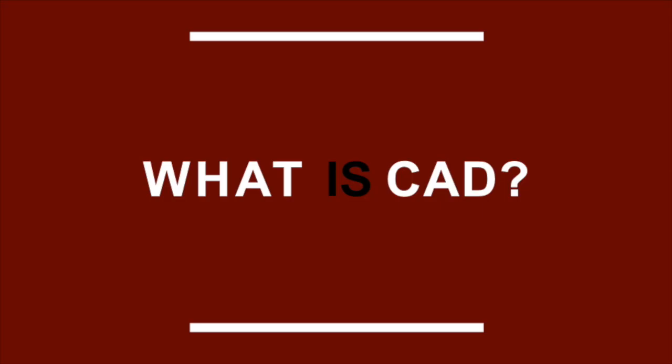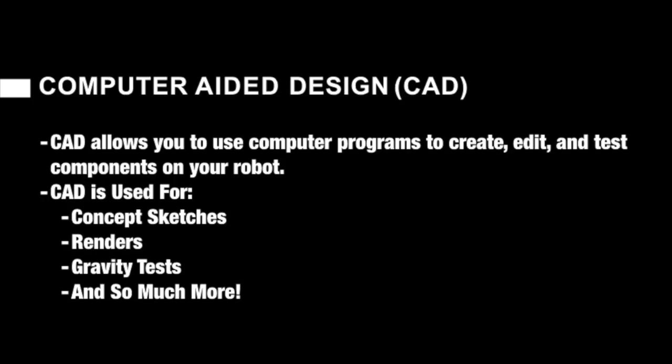Now you've heard us talk a lot about CAD and how we used it to design our robots, but what is CAD? CAD stands for Computer Aided Design. CAD allows you to use computer programs to create, edit, and test components for your robot. CAD is used for concept sketches, which are just basic sketches where you can see how your robot is going to work, renders, which are actually very cool and very intense pictures where you can see what your robot will actually look like, gravity tests, and so much more.